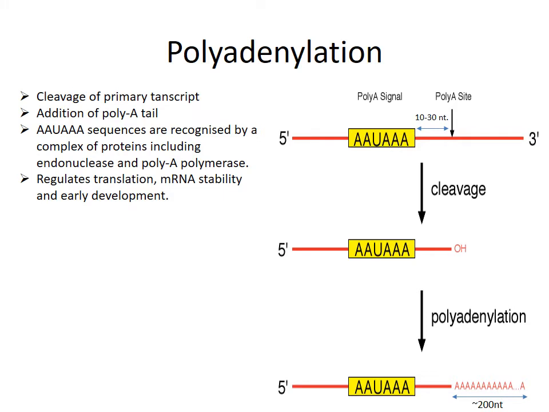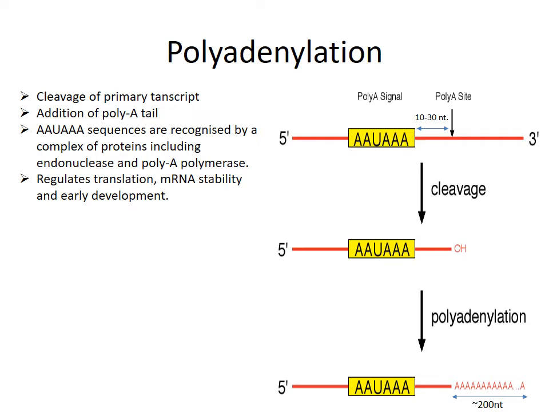Now, the second important event of RNA processing is polyadenylation. As the term explains itself, polyadenylation: poly means a number of, and adenylation means a number of adenyl groups, or adenines, will be added to the mRNA. After what? After the 5' capping of the mRNA.